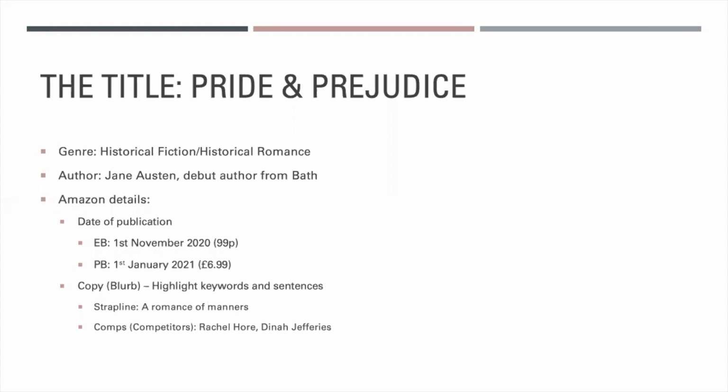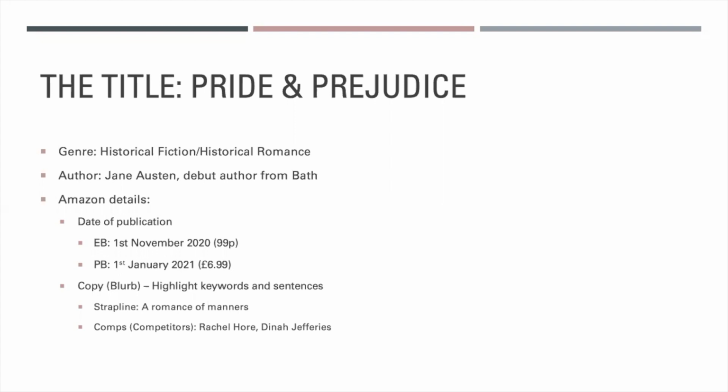The copy or the blurb, I would then look through and highlight keywords. So in that, it might be things like the main character is called Elizabeth Bennett and the main love interest is Mr. Darcy. It's set in a county, whose name escapes me right now. It's the Bennett family, Bingley, the bad guy, Mr. Wickham, all of those kinds of things. And you should be able to get all of that pretty much from any copy.